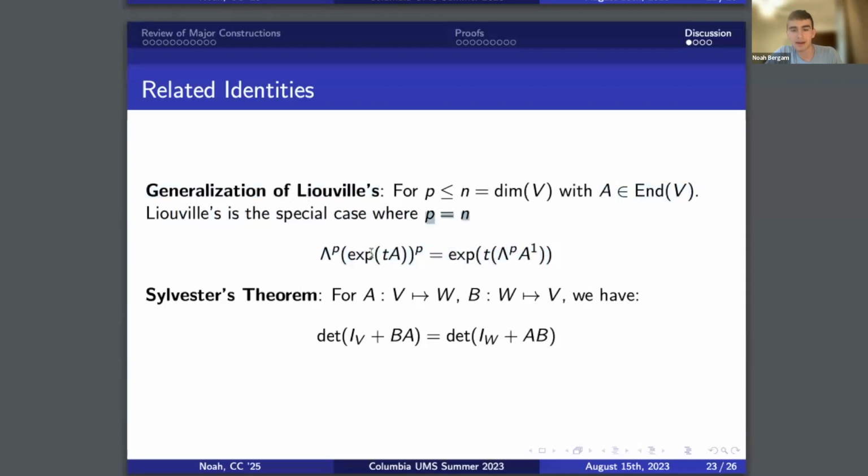So we have this formula in general, which might be hard to parse. Think about it, if p equals n, what happens? Well, wedge n is the determinant of that. So determinant of exponential of ta is equal to exponential of t. What is this? Wedge n a1. That's trace of a. So, checks out.